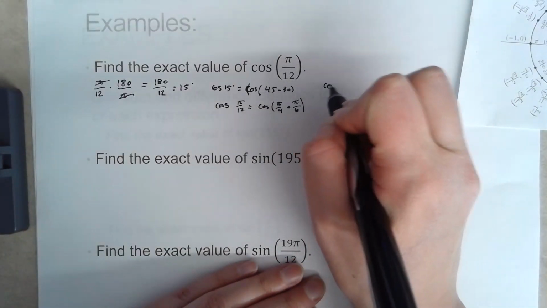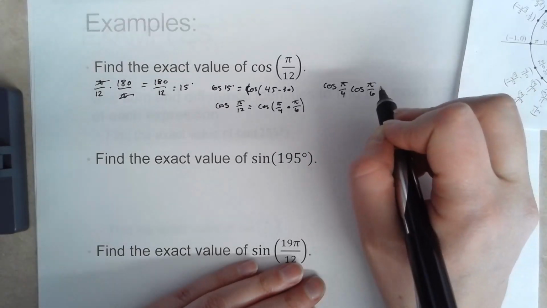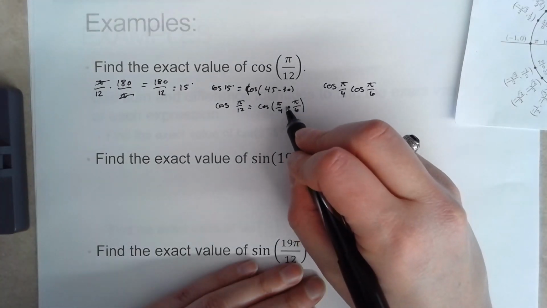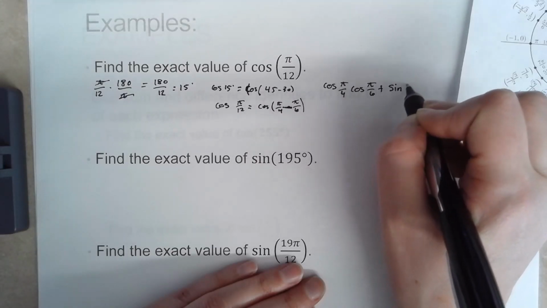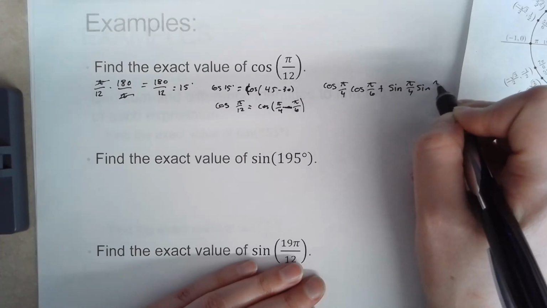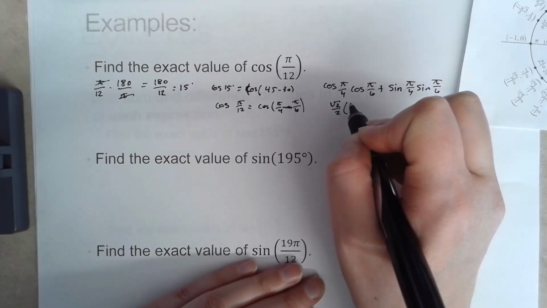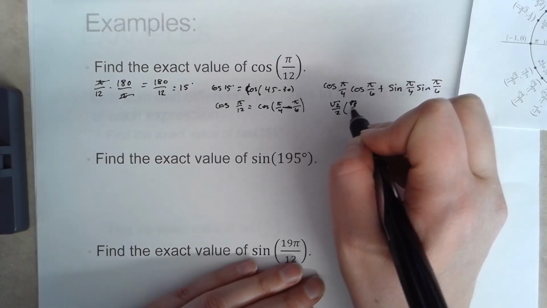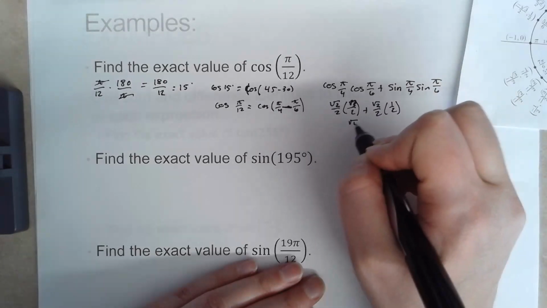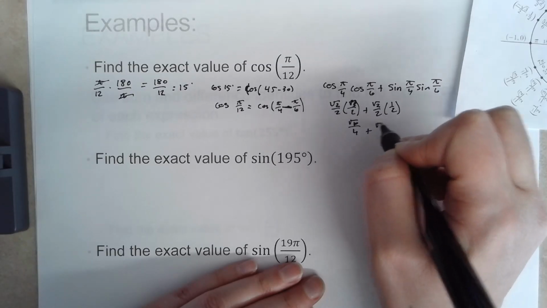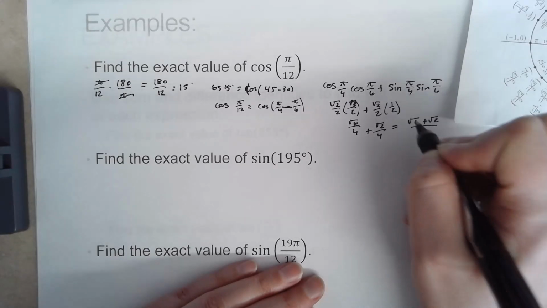So I'd have cosine pi fourths, cosine pi 6, instead of a minus, which I have here, that's a minus by the way, I'm going to do a plus, sine pi fourths sine pi 6. So square root 2 over 2 times square root 3 over 2 plus square root 2 over 2 times 1/2. Square root 6 over 4 plus square root 2 over 4. So square root 6 plus square root 2 over 4.